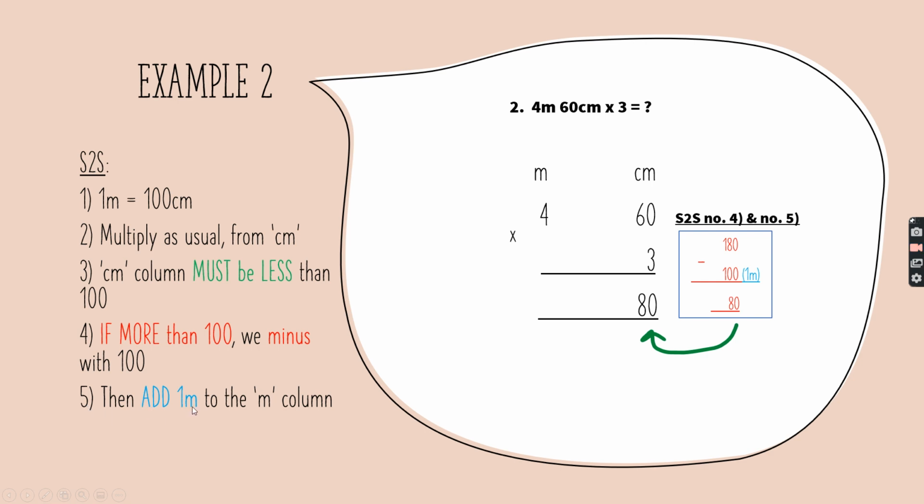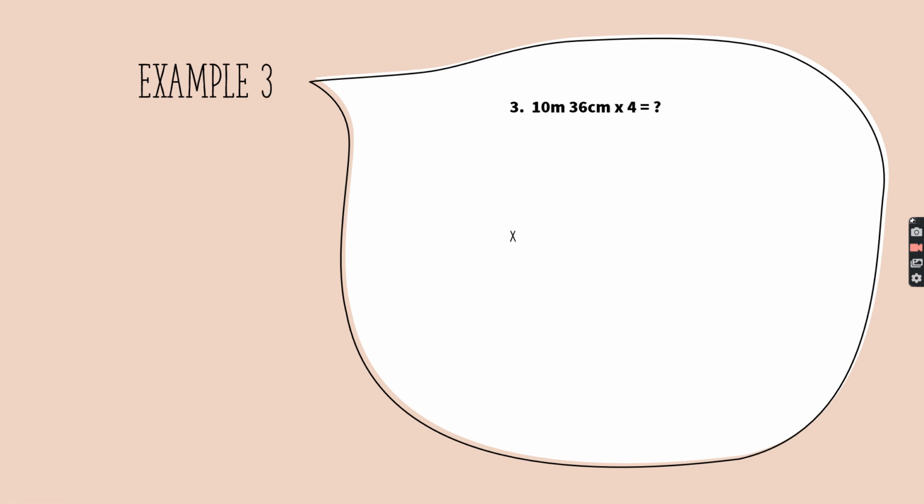Next, step 5, then add 1 meter to the M column. Where do we get this 1 meter? We got it right here because we minus it with 100. So we're going to bring this 1 meter up here to the M column. We're going to plus it over here. Then we're going to multiply it first. 3 times 4 gives us 12 plus 1 gives us 13. And the answer is 13 meters, 80 centimeters.